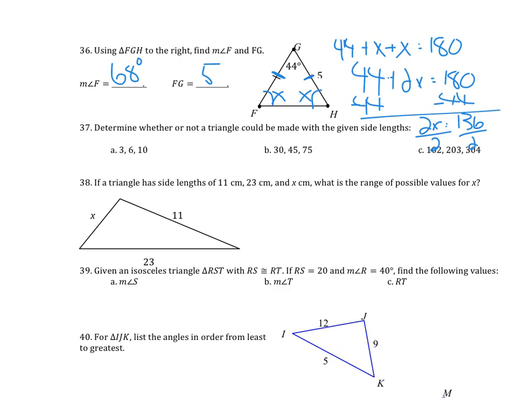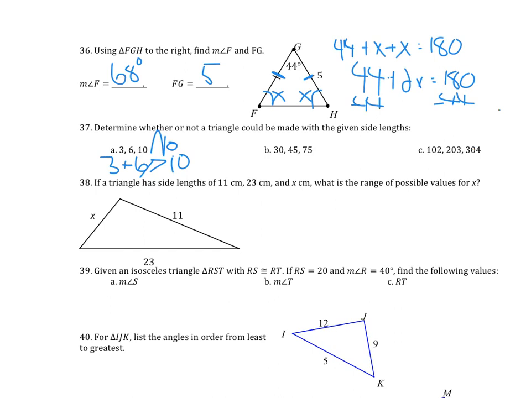All right, now looking at 37, we're going to do the triangle inequality theorem, which states that if I add up my two smallest sides, they have to be greater than my third side. So is 3 plus 6 greater than 10? No, so this one is not a triangle.